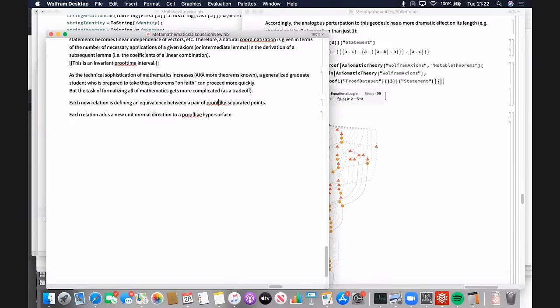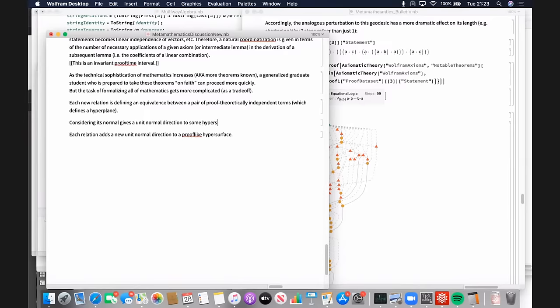Deduction is the word that corresponds to time. What is orthogonal to deduction? I mean, it's really independent. They are proof independent. Let's just say proof independent. Proof theoretically independent terms, which defines a hyperplane whose normal gives a unit normal direction to some hypersurface.